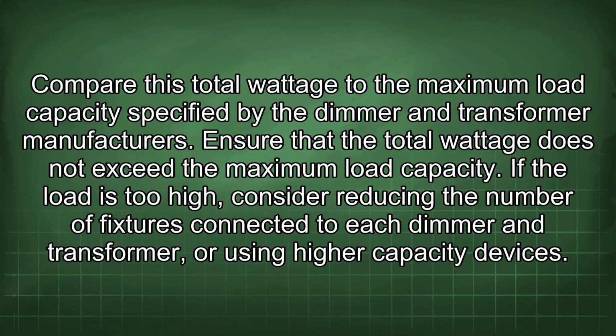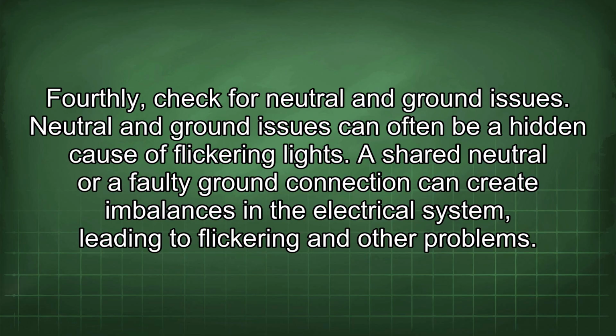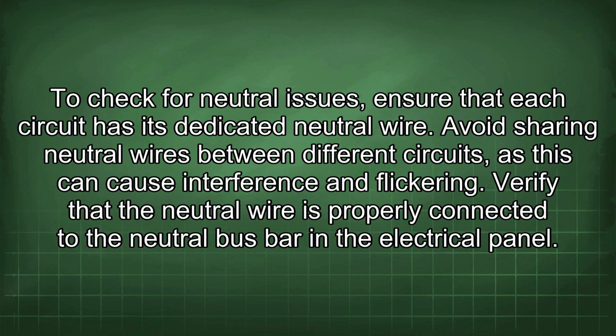If the load is too high, consider reducing the number of fixtures connected to each dimmer and transformer, or using higher capacity devices. Fourthly, check for neutral and ground issues. Neutral and ground issues can often be a hidden cause of flickering lights. A shared neutral or a faulty ground connection can create imbalances in the electrical system, leading to flickering and other problems. To check for neutral issues, ensure that each circuit has its dedicated neutral wire. Avoid sharing neutral wires between different circuits, as this can cause interference and flickering.